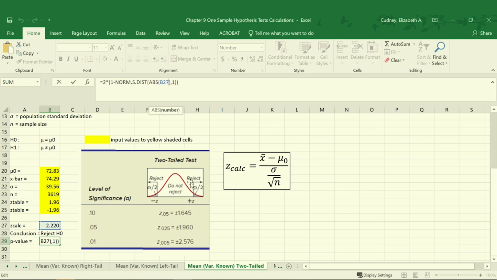That gives us one side of our distribution for our p-value, which is why we multiply it times 2. And in this case, we have a p-value of 0.0264, which is also less than our 0.05 value. So we can say with a level of confidence that we should reject the null hypothesis.